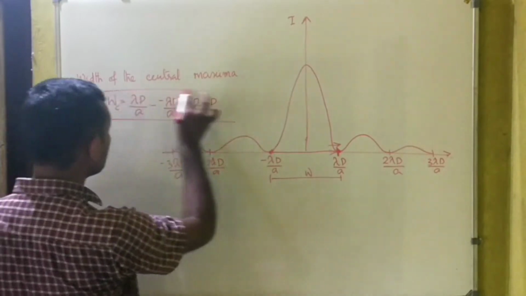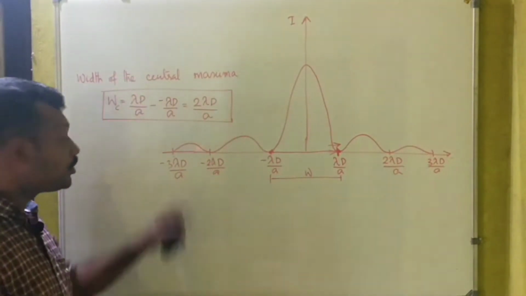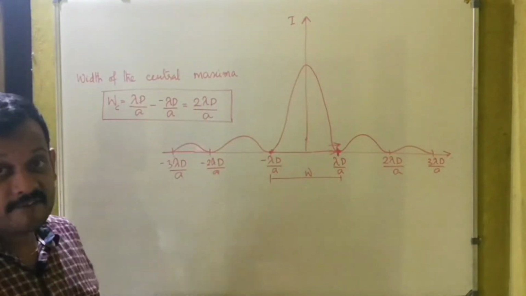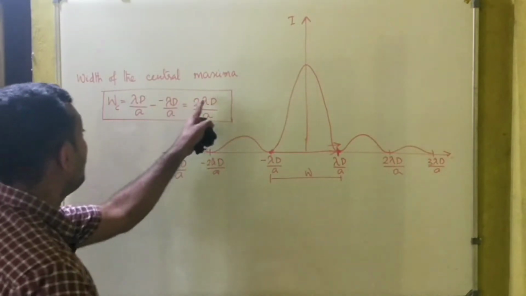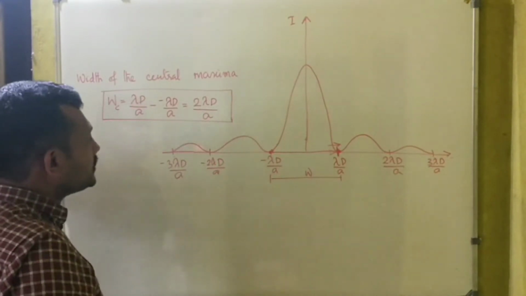Very, very important, I have to say. The width of the central maxima is 2 lambda capital D divided by a. That is the width of the central maxima.